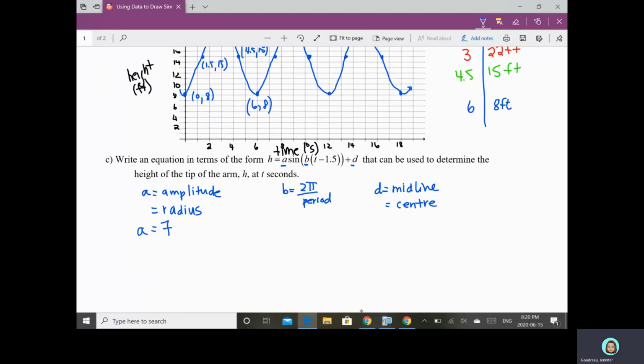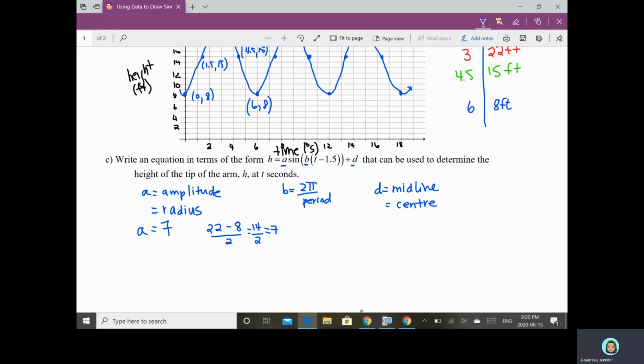We can check it with the formula if we want. 22 minus 8 divided by 2. 22 minus 8 is 14. 14 divided by 2 is 7. But you don't even need to do that calculation. As soon as you know the radius of the circle, that's your amplitude.